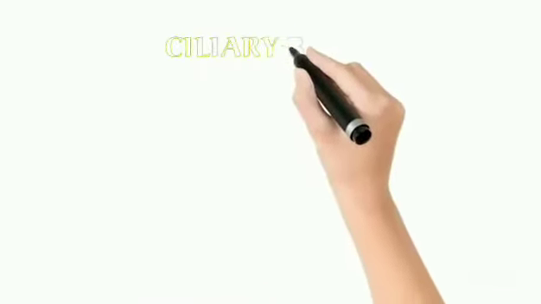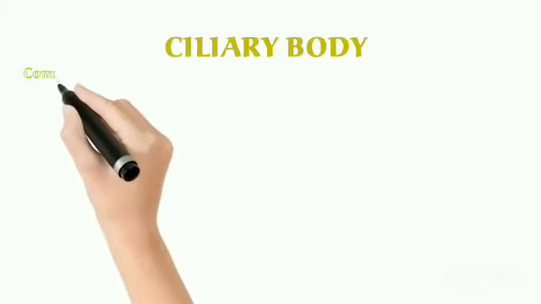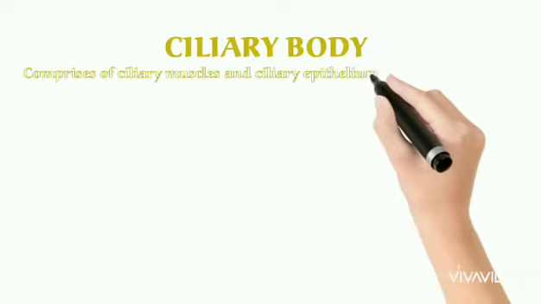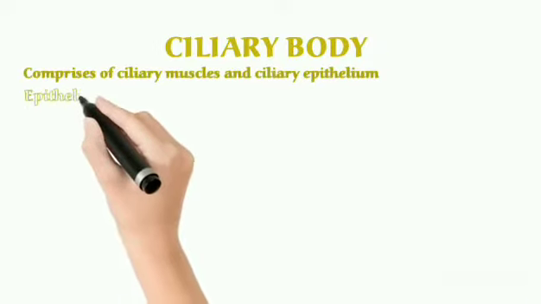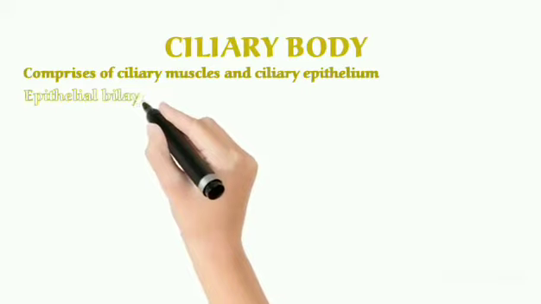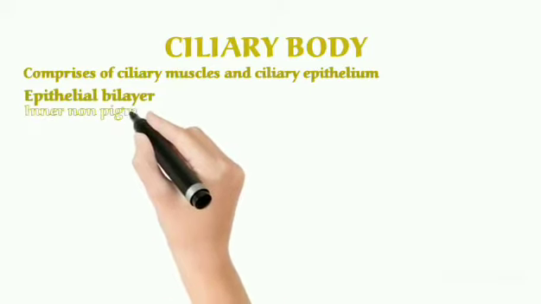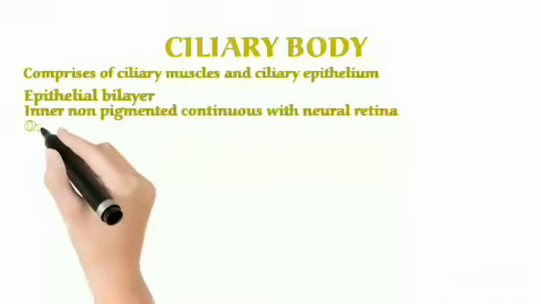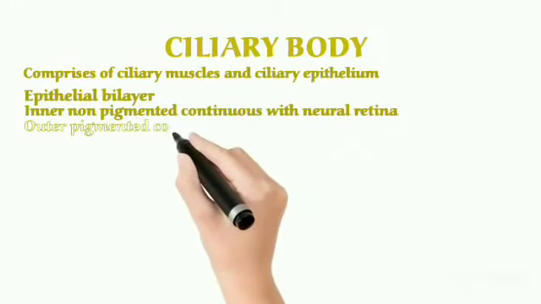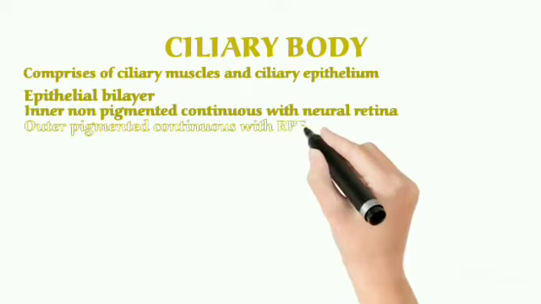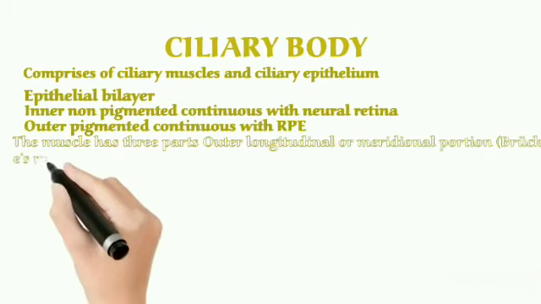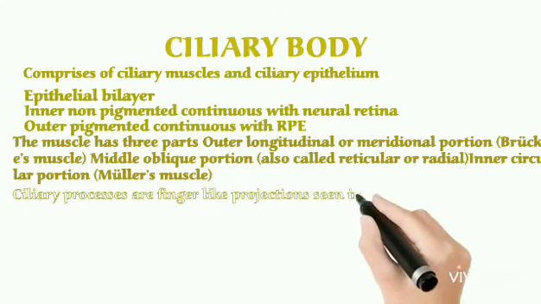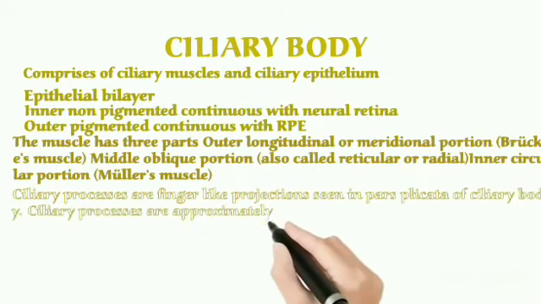The ciliary body consists of the ciliary epithelial bilayer and the ciliary muscles. The inner non-pigmented epithelium is continuous with the neural retina, and the outer pigmented epithelium is continuous with the retinal pigmented epithelium. The ciliary muscle consists of 3 parts: the outer longitudinal, the middle oblique, and the inner circular muscles. There are 70 to 80 ciliary processes in each eye.